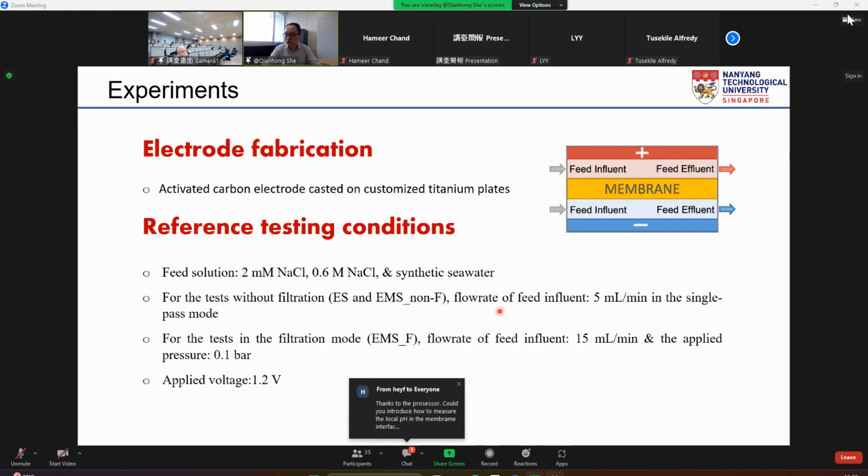So we try to evaluate the performance of this system. We use activated carbon as electrodes, just coated on titanium plates.